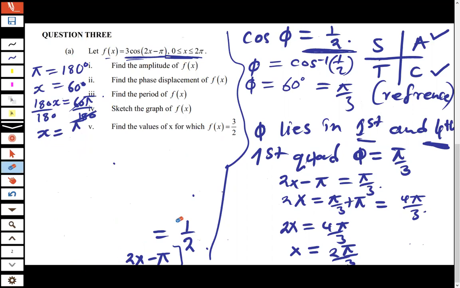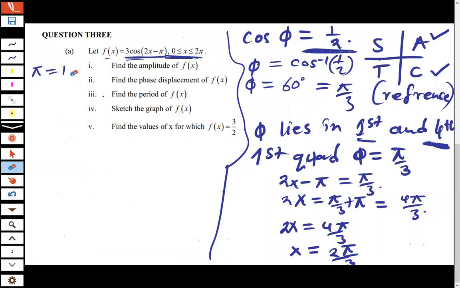So in the fourth quadrant, we know that only cos is positive. And then to find the angle in the fourth quadrant, we say 360 degrees minus the reference angle.